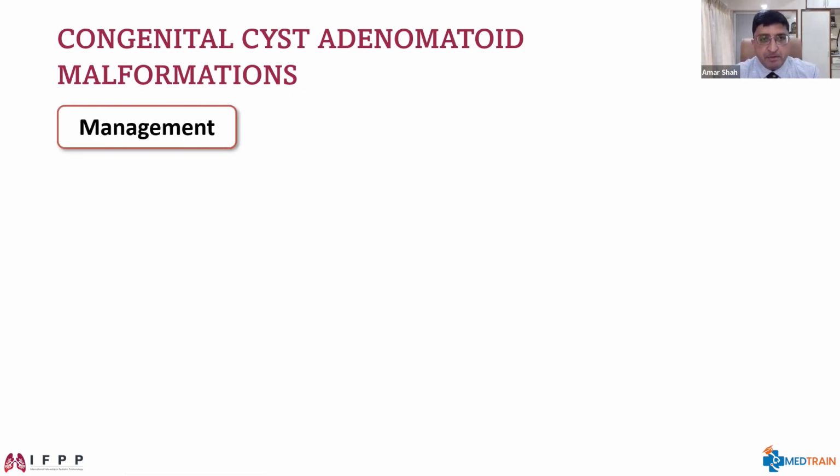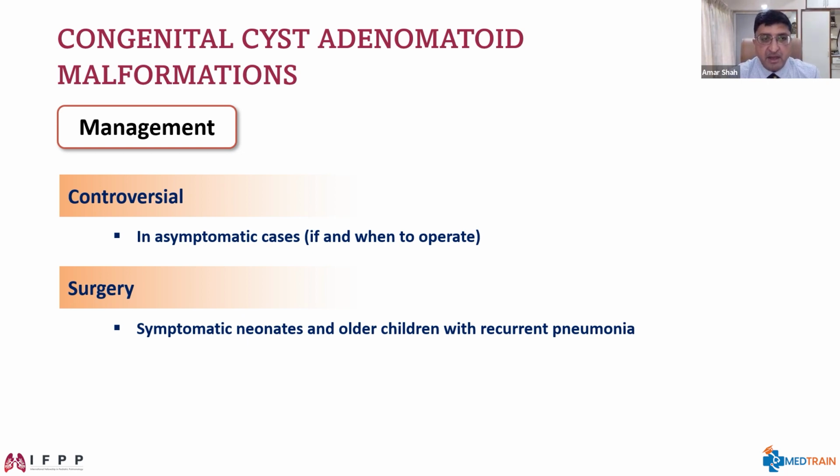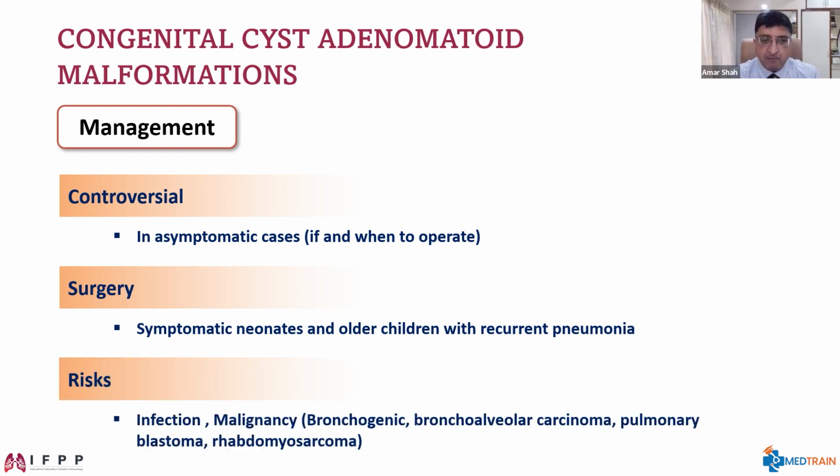So coming to the management. Management is a bit controversial in asymptomatic cases, as some people do suggest a non-surgical line of management in these cases which are asymptomatic. And if at all surgery is needed, when it should be done is again a gray area. For symptomatic neonates and in older children with recurrent pneumonia, surgery has to be done and it is completely curative in this pathology. The risks of non-treated cystic adenomatoid malformations are infections and malignancies.